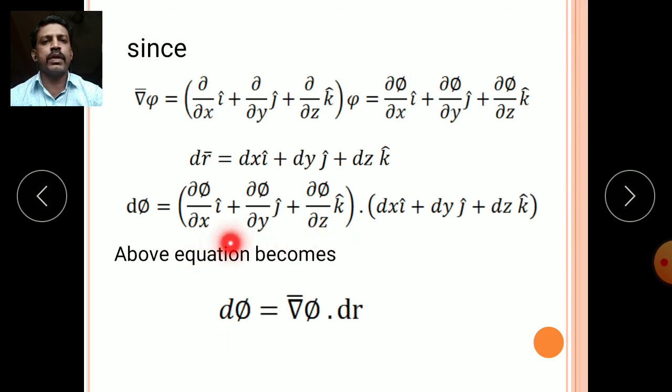And therefore d phi we can write like this: ∂phi/∂x i plus ∂phi/∂y j plus ∂phi/∂z k dot dx i plus dy j plus dz k. The above equation becomes d phi equal to del phi dot dr. This is our del phi and this is dr, that is the displacement vector, we say that it is dr.